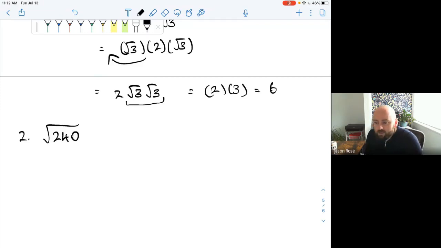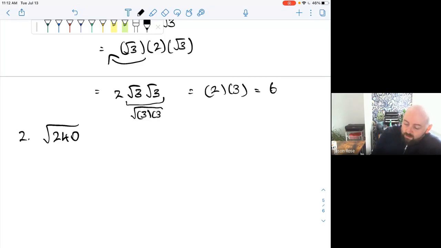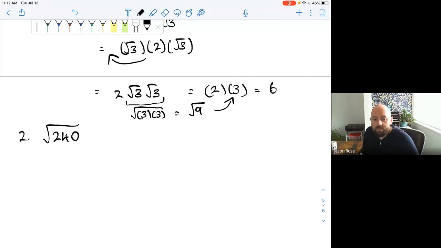Could you multiply the 3's to make square 9? Yes, yeah, that's what you could do, Zariah. So you could combine this to be 3 times 3, which is the square root of 9, which is 3. That works.